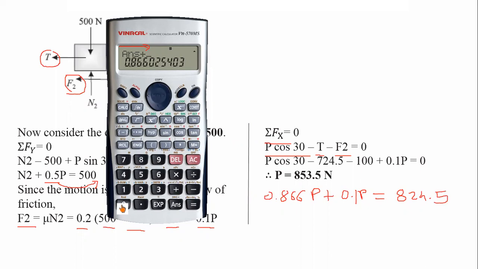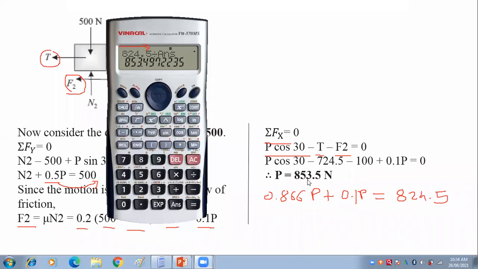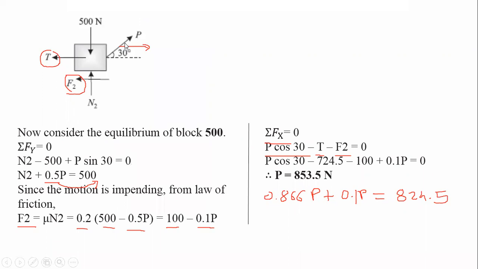0.866 plus 0.1, it becomes 0.966. Okay, and 824.5 divided by this answer, you'll be getting 853.5. This will be the value of P, and what we have to find out is how much P force is required to move this block, or to bring the block to impending motion. That force is how much?